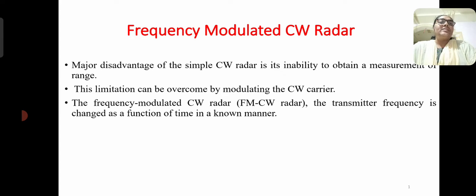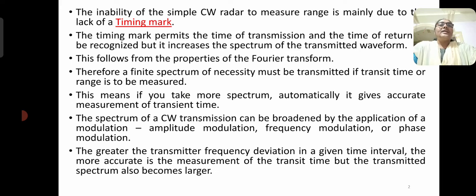The transmitting frequency is changed as a function of time. The inability of the simple CW radar to measure range is due to the lack of time marking. The time marking permits the time of transmission and the time of return to be recognized, but it increases the spectrum of the transmitted waveform. This follows from the property of the Fourier transform. Therefore, a finite spectrum must of necessity be transmitted if transit time or range is to be measured. So if you take more spectrum, it automatically gives a more accurate measurement of transit time.